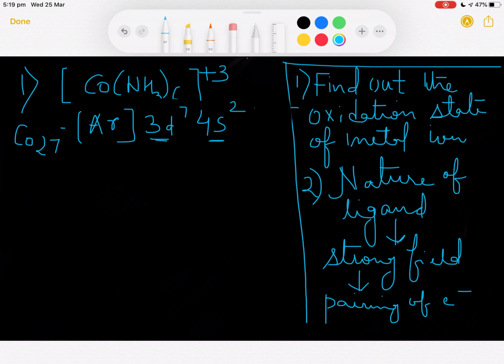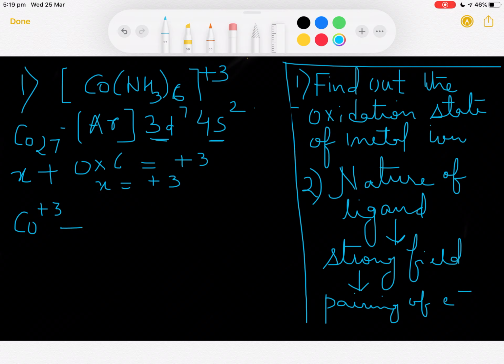Now let us see the oxidation state. The first step is to calculate the oxidation state of the central metal atom. Cobalt is X, amine is 0 into 6, equal to plus 3. So the value of X is plus 3 here. So cobalt is in the plus 3 state. That's a cobalt ion.